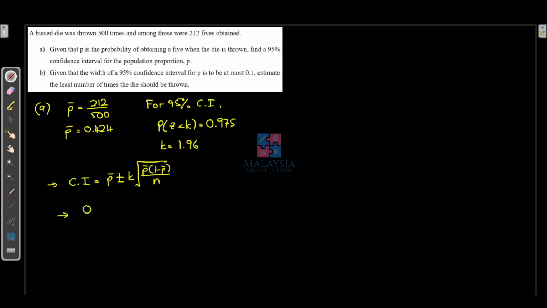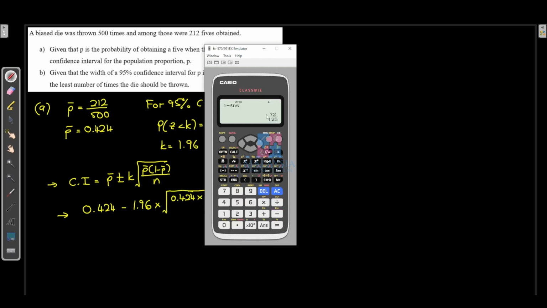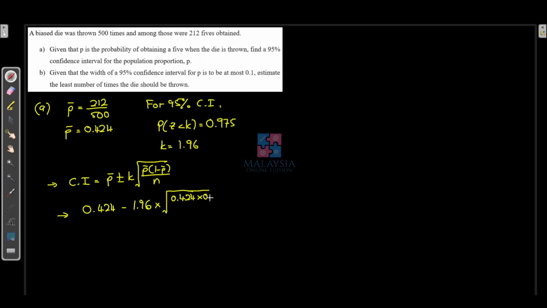So now we can apply this. The sample proportion is 0.424, minus the K, which is 1.96, times the square root of 0.424 times 1 minus 0.424, that is 0.576, divided by n, which is 500. Then less than the population proportion, and then less than, we repeat everything: plus 1.96 times everything again, 0.424 times 0.576 over 500.